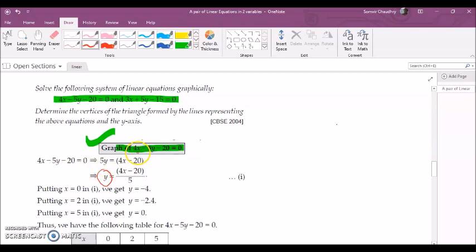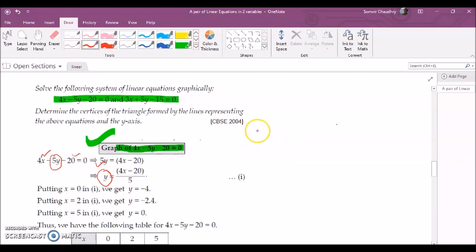So here, 4x minus 5y minus 20 is equal to 0. First of all, we took this 20 to the right hand side, and this term 5y we have kept on the left hand side. Then the rest, this 4x and this 20, on the right hand side. Then we took y on the left hand side, then 5 will be in the denominator.